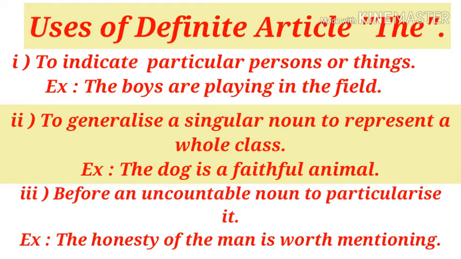Then again, it is also used before an uncountable noun to particularize it. When we use an uncountable noun, not countable but uncountable, to particularize it, we use the. For example, gold is uncountable, but if we use the definite article the in front of it, then it becomes particularized. So here, for example, honesty: the honesty of the man is worth mentioning. Although honesty is an uncountable noun, if we use the word the in front of the word honesty, then it becomes particularized. Okay, so this is also another rule of the definite article the.